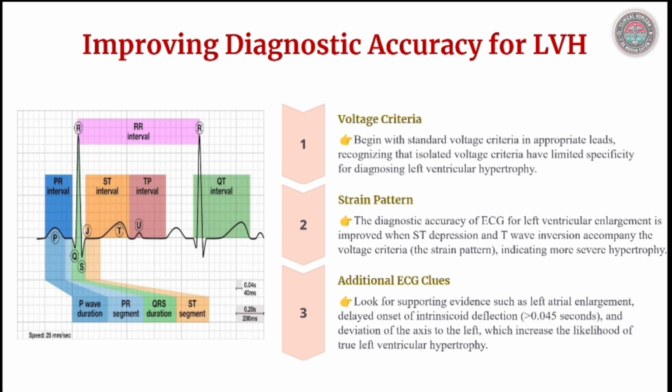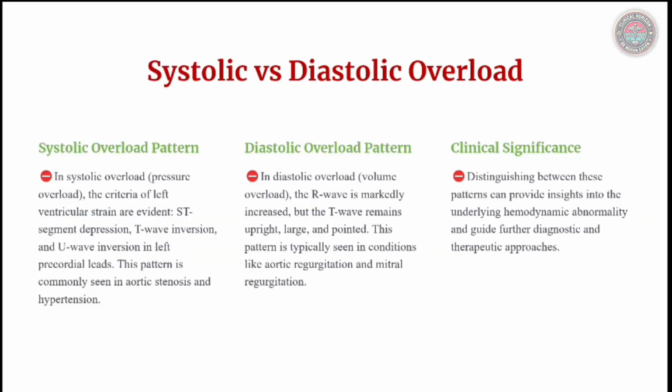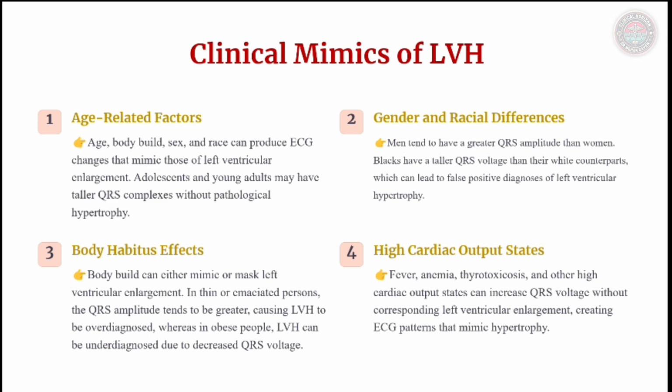Systolic versus diastolic overload. Left ventricular overload can be classified into systolic or pressure and diastolic or volume overload. Systolic overload, as seen in aortic stenosis or hypertension, presents with ST depression and T-wave inversion strain pattern in left precordial leads. Diastolic overload, typical in aortic or mitral regurgitation, causes tall R waves with upright, pointed T waves without significant ST changes. Recognizing these patterns helps differentiate underlying pathologies.